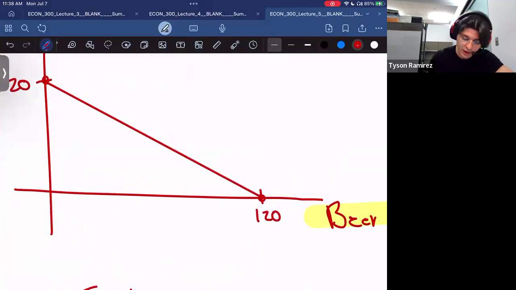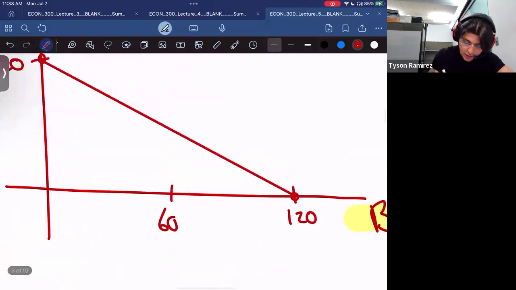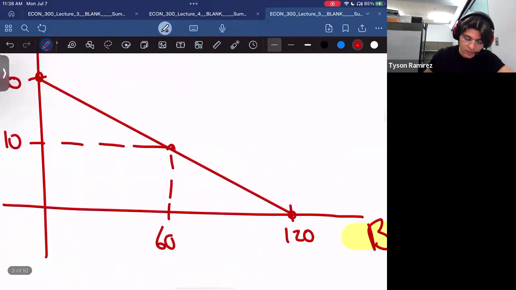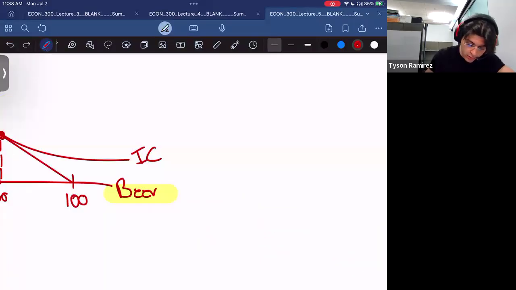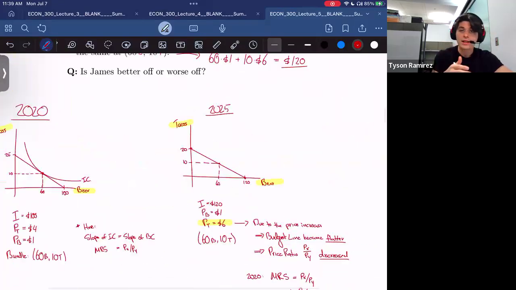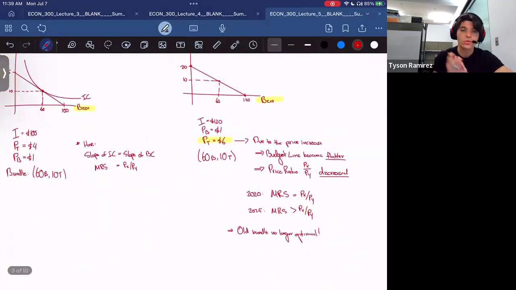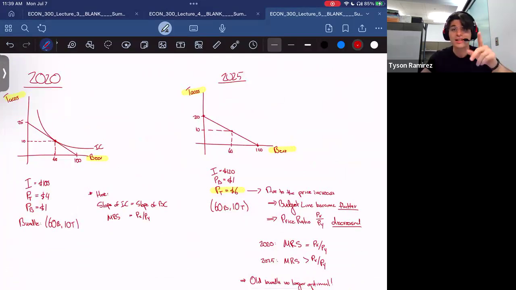Just for completion's sake, let's go ahead and plot. Remember his old bundle was 60, comma 10. It's okay. So the old bundle is no longer optimal. We know that the MRS is now greater than the price ratio because the price ratio fell. So now the indifference curve has a steeper slope than the budget line.